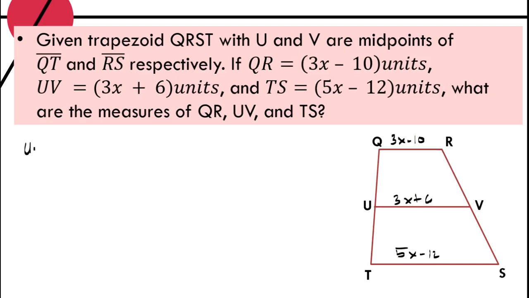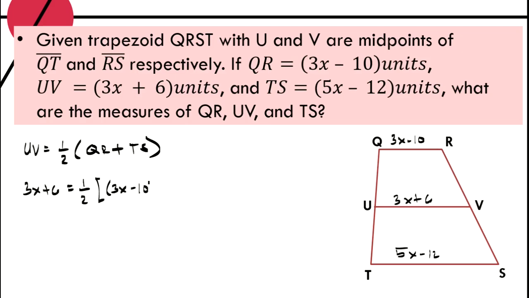So midline UV is equal to 1/2 the sum of the bases QR and TS. UV is 3x plus 6 equals 1/2 times QR, 3x minus 10, plus TS, 5x minus 12. Simplify the expression inside the bracket. So we have 3x plus 5x is 8x, negative 10 plus negative 12 is negative 22, equals 3x plus 6.